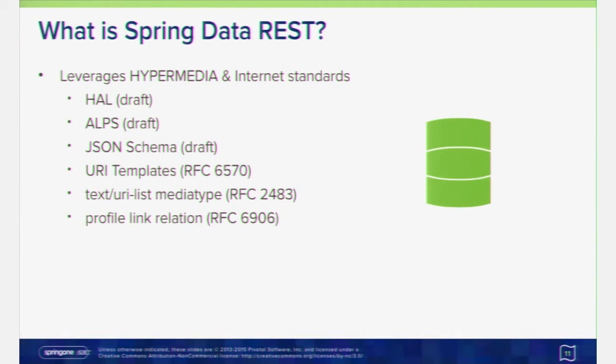That's where you can have a path to a resource, but parts of it are parameterized, so you can feed arguments to it. We have a media type called text URI list, where you can feed a list of URIs for a collection. And then we have something called a profile link relation, which is a standard definition of where to go look for metadata.